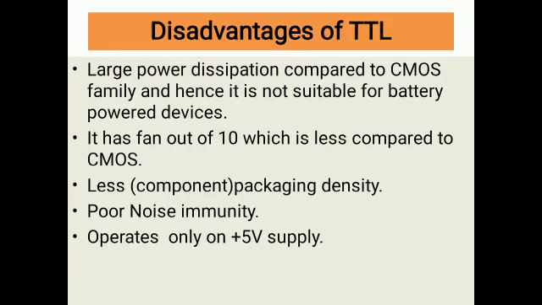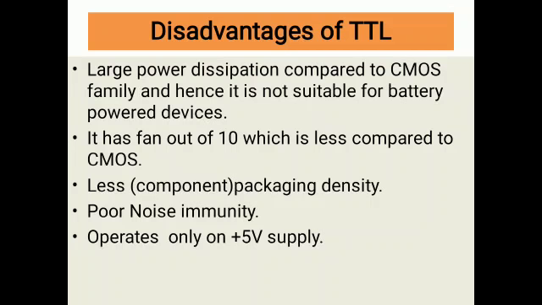Next are the disadvantages. Power dissipation is more as compared to the CMOS family. Fan out is 10, which is less as compared to CMOS. The fan out of CMOS is high, around 50, but here it is 10. So that is a disadvantage if we compare with CMOS.